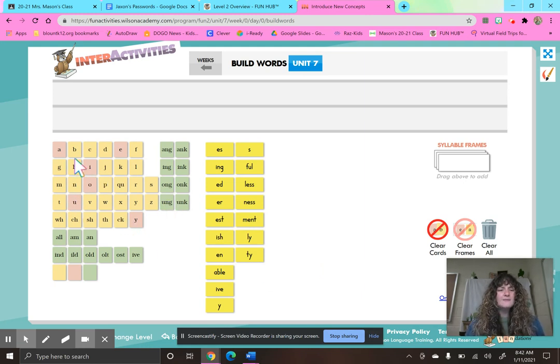All right, let's do some practice with some of our word of the days from this lesson. So I'm going to build one of our words of the day that we looked at and we wrote a sentence for. And this word has a suffix. All right, what is this word that you see?